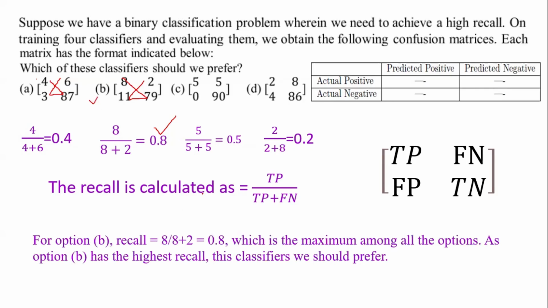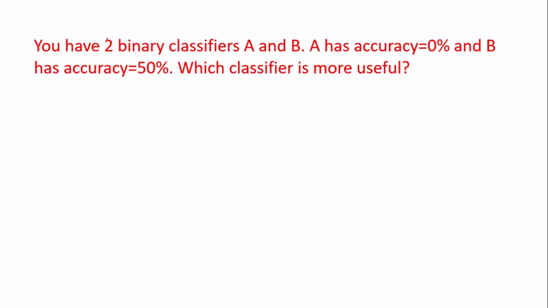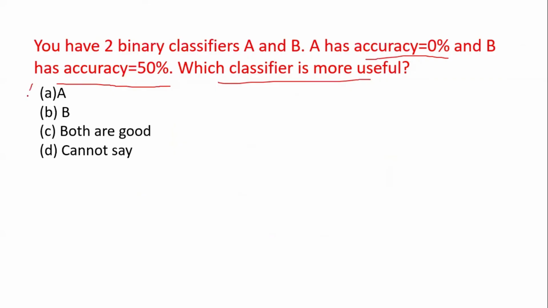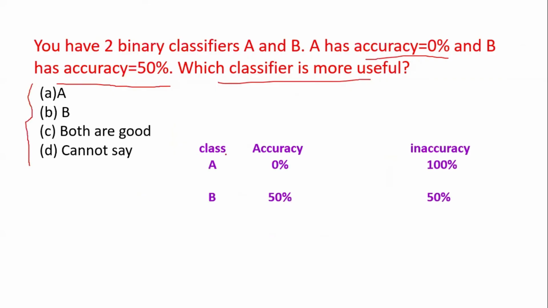Now, coming to the next question. You have two binary classifiers, A and B. A has accuracy 0% and B has accuracy 50%. So which classifier is more useful? So these 4 are our options for this question. Now, for classifier A, the accuracy is given, that is 0%. So the inaccuracy will be 100%.